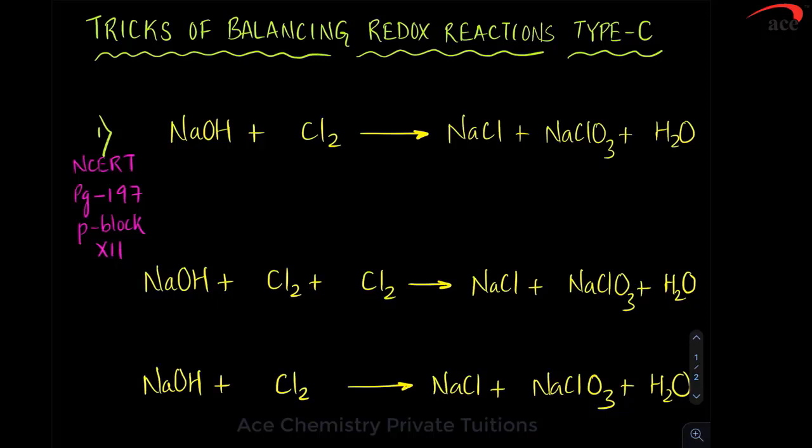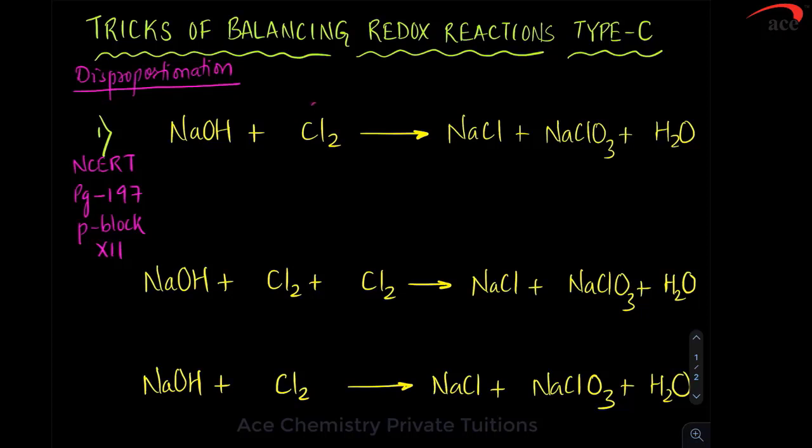So we come to the last type, type C of a redox reaction. You can remember they are nothing but disproportionation. In disproportionation, how are you supposed to deal with such type of reactions?